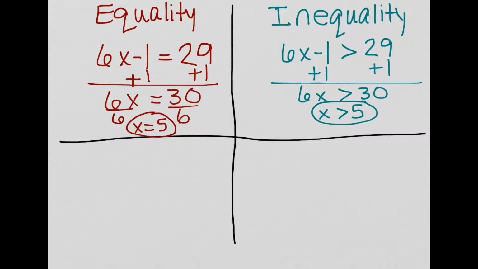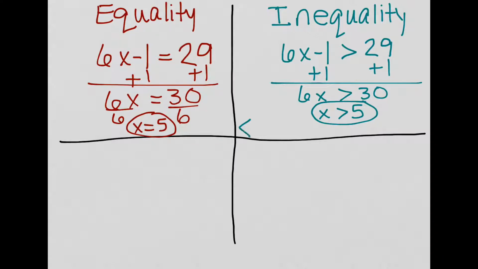For example, let's just pick 10. Let's say that x is 10. Is 10 greater than 5? Yeah. So it's a solution. 6 times 10 is 60, and 60 minus 1 is 59. Is 59 greater than 29? Yeah, so that works. It's a solution.